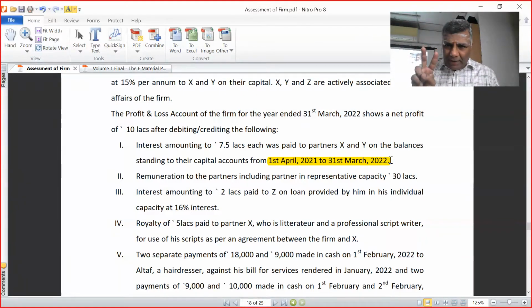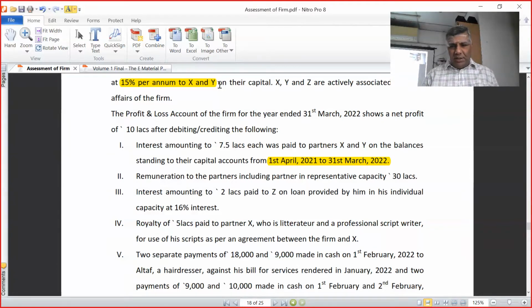Two things to remember. They would have paid interest at 15% because the deed said 15% per annum. But we can only allow 12% for 10 months. They have paid, this is what I think Ananya was asking yesterday, 15% for the whole year. We have to allow 12% for 10 months. The balance should be disallowed.